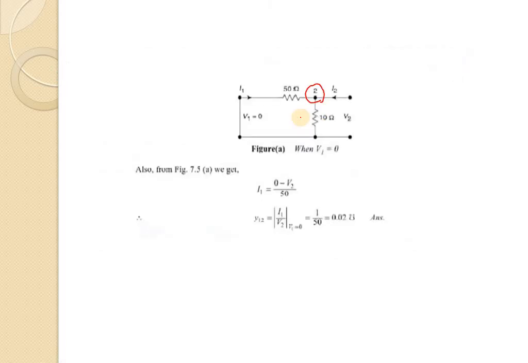Now we will calculate the current I1. It will be 0 minus V2 divided by 50. So the value will be 0.02 mho. Okay. So these two values we have calculated.